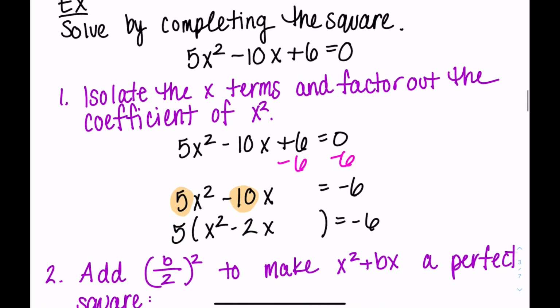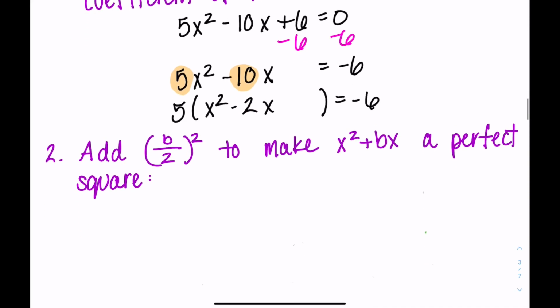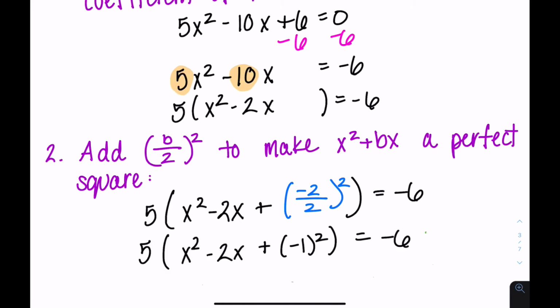Okay. Now our goal is to add something right here to make x squared minus 2x plus whatever a perfect square. The specific thing you're going to add is the coefficient in front of x, in this case negative 2, divided by 2, squared. If this was a 5 in here, you'd add 5 over 2 squared. So we're going to add this, which is going to be negative 2 over 2 squared. And we get that's equal to negative 6. So negative 2 over 2 is negative 1, so really we're adding 1.